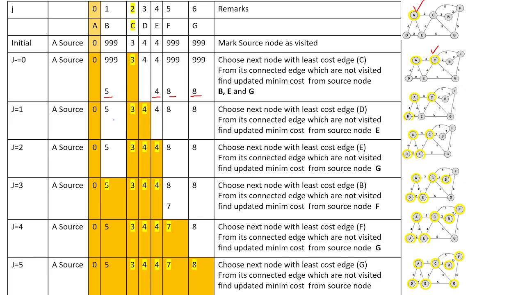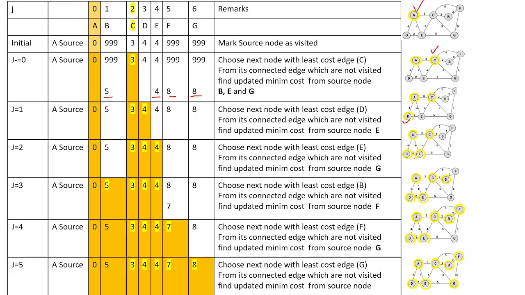In the next remaining, D is the next node, mark that as visited. Its neighbor is E. Cost of reaching E from D is 2. Cost of reaching from A to D is 4. 4 plus 2 is 6. Already the entry there is 4. 6 is not lesser, so retain the old value. No change in that.